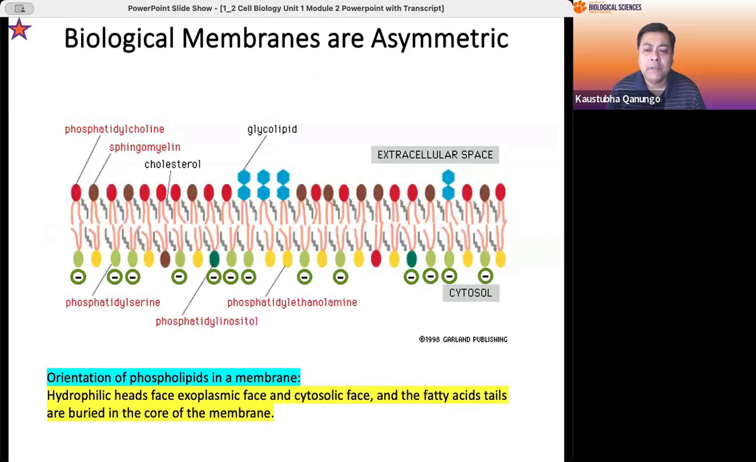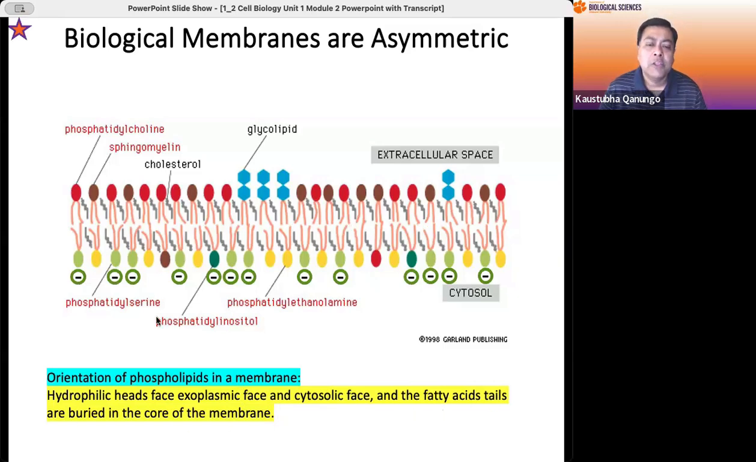All right. So after that, we are looking at the biological asymmetry of the membrane. And this is the first thing that we talked about, and again, we are repeating that. When we looked at the very first slide, we talked about how you need to know the orientation or the topology of the phospholipid in the membrane. So again, from here, the hydrophilic heads face the exoplasmic face and the cytosolic face. The fatty acid tails are buried in the core.